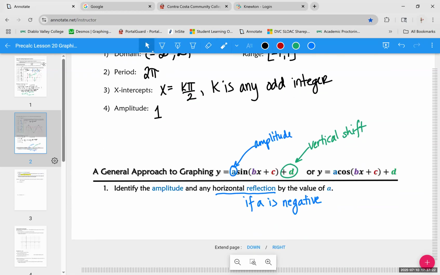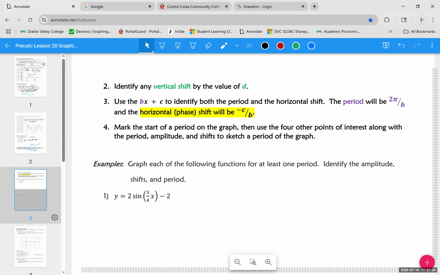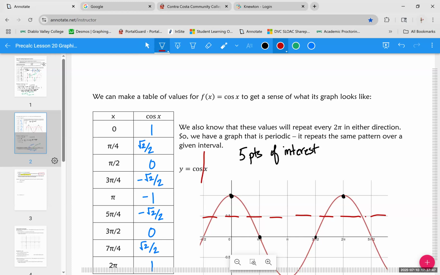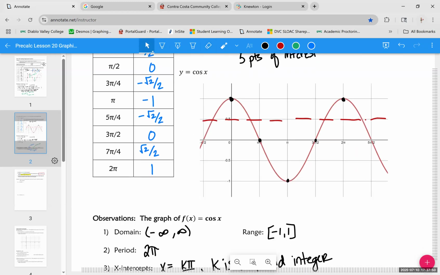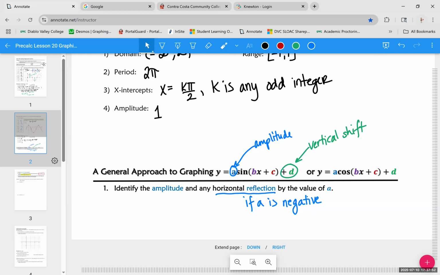Now, next, the C and the B will affect both the period and the horizontal shift. Horizontal shift is also often called a phase shift in trigonometry. So we have two formulas here. The first one tells us that the period is going to be 2 pi divided by b. So let's go back and look at what the b is. The b is the number in front of the x.